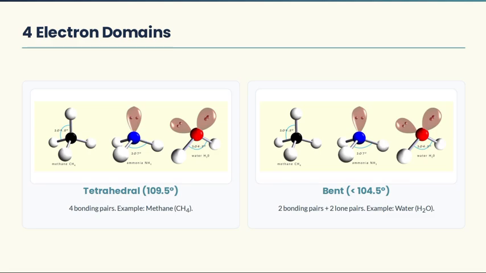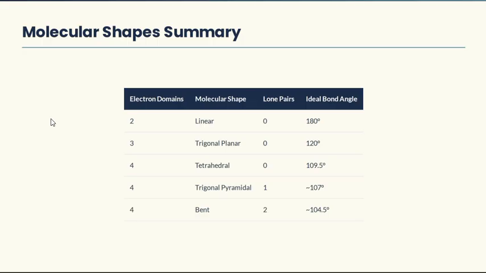Oh, let's just go over the summary really quick. So the molecular shape summary is that let's say there's 2 domains, then it's linear with 0 lone pairs and 180 degrees, and then it goes from 3 to 4 to 4 to 4 with trigonal planar, tetrahedral, trigonal pyramidal, and then bent, and the lone pairs only are with the trigonal pyramid and the bent ones, and these are the angles right here.